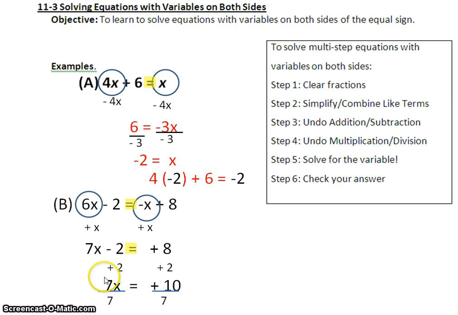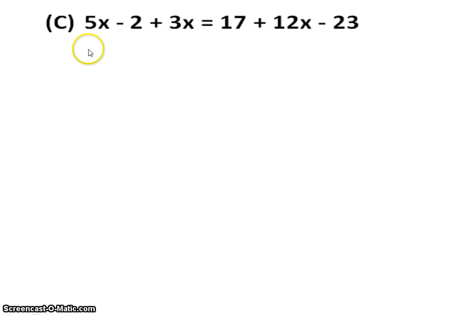7x divided by 7, these 7's will divide out, so I will be left with x. On the right-hand side, 10 divided by 7 comes out to be approximately 1.43. So x is approximately 1.43. In example C, I have 5x minus 2 plus 3x equals 17 plus 12x minus 23.